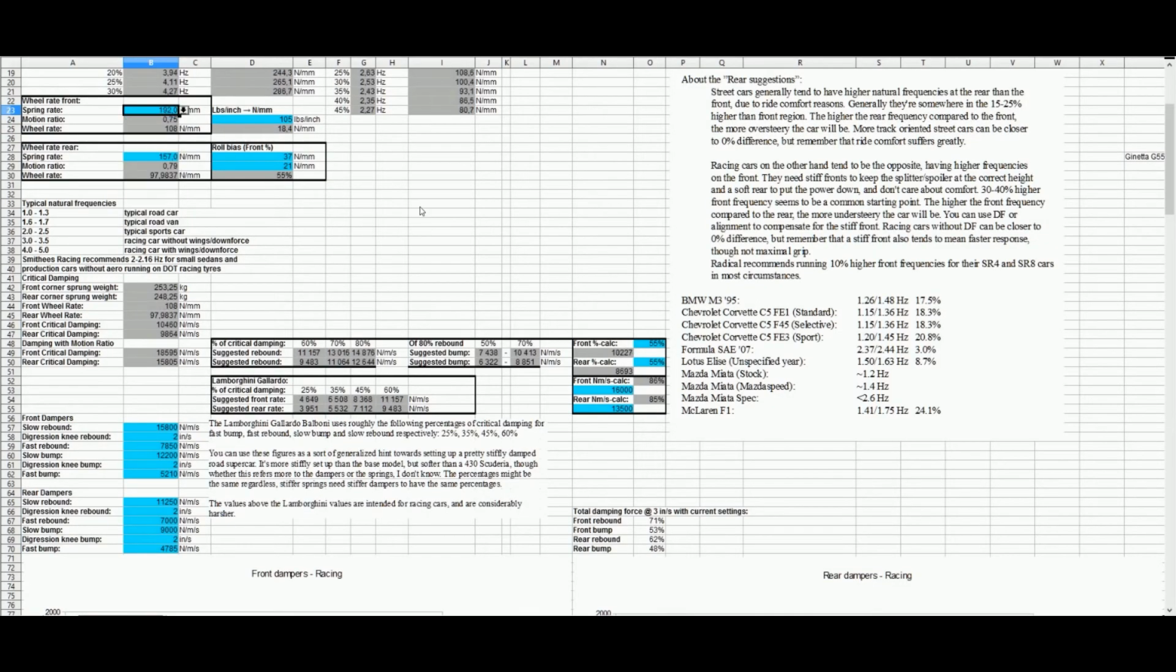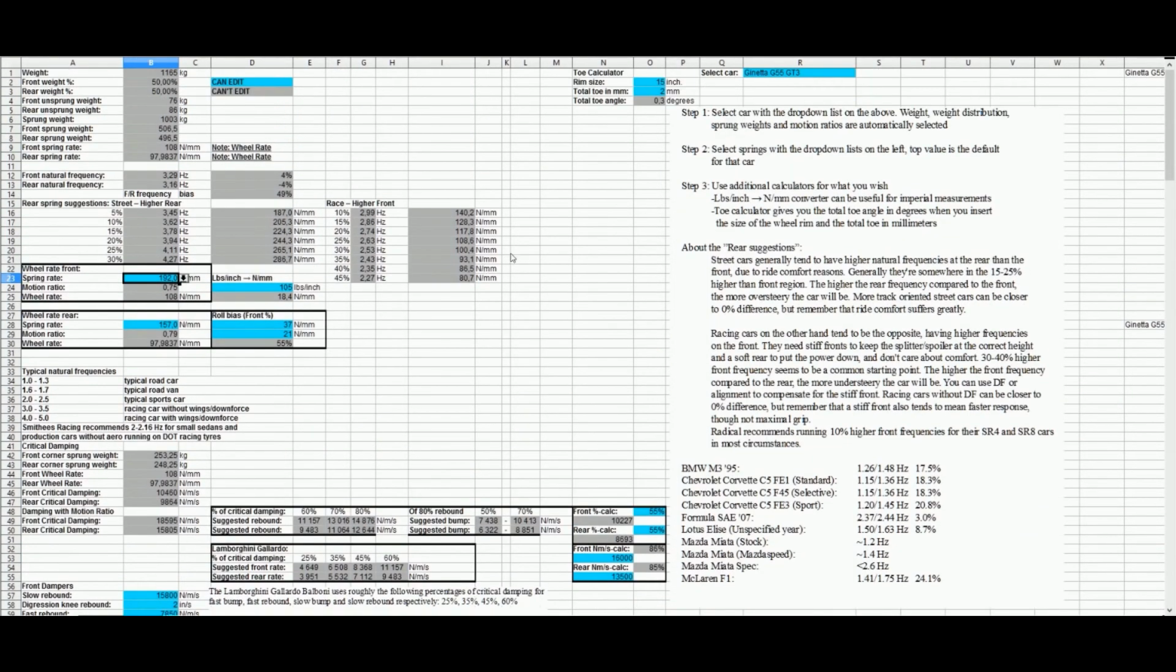But yeah, the Ginetta G55 worked pretty well. So let's check a car that doesn't work as well. Casey already noted that the R8 LMS Ultra could use some stiffer dampers at the front, so let's use that as an example.